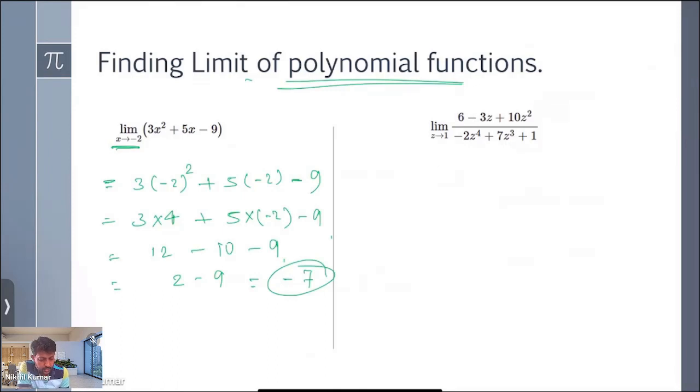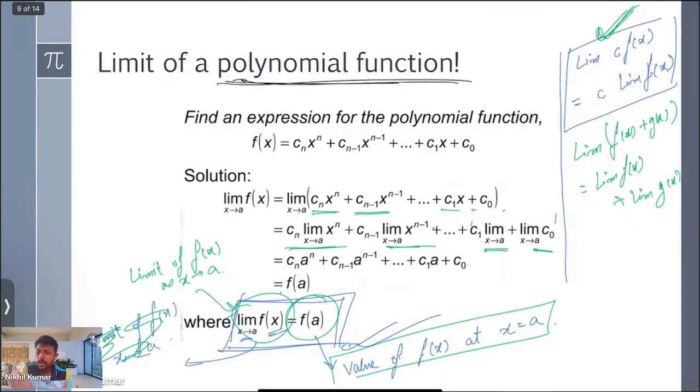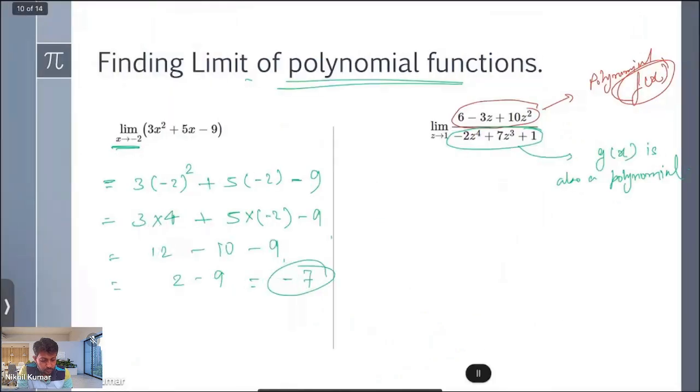You tell me, is this a polynomial function? Yes, it is. Let me call this f of x. Similarly, this one is also a polynomial function. Let's call this g of x, also a polynomial. So now to solve this, we're going to apply the property as well, and we are going to apply this trick also. The trick where we learned that to find the limit of a polynomial, we can just find the value of that function at the given point. So let's find out the value now.